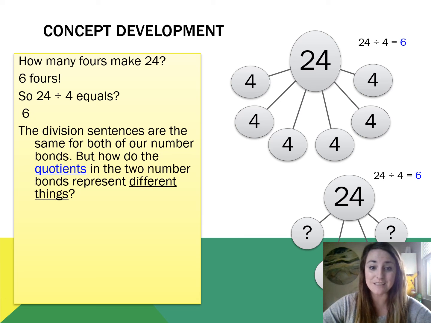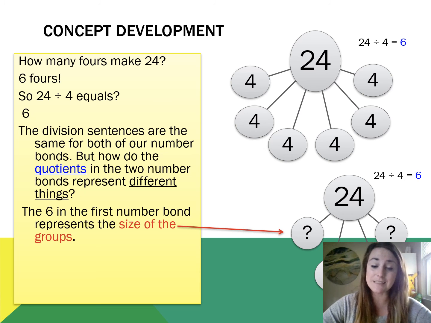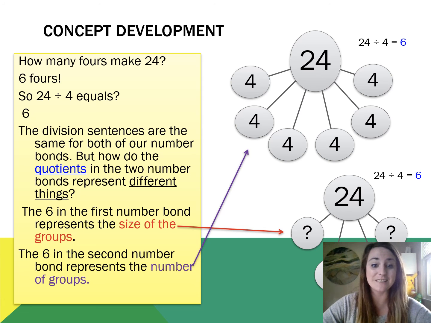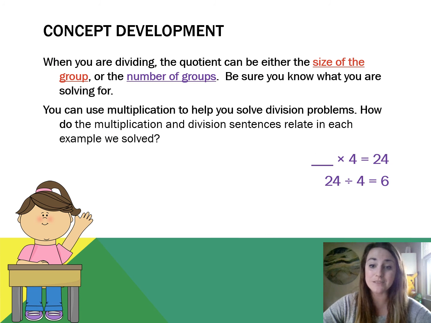The division sentences are the same for both of our number bonds, but how do the quotients, or the answer in a division sentence, represent different things in both? The 6 in the first number bond represents the size of the groups, and the 6 in the second number bond represents the number of groups. When you are dividing, the quotient can be either the size of the group or the number of groups. Be sure to know what you are solving for. You can know what you're solving for by reading the context of the story problem carefully.